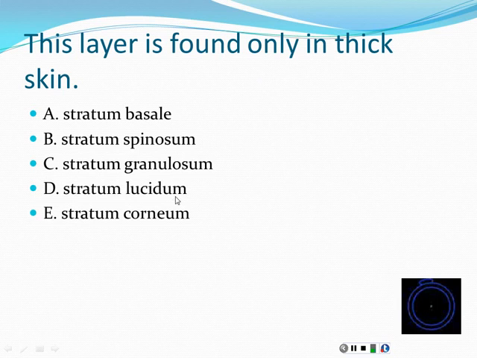Now, you'd think that this stratum lucidum would be what would make thick skin thick, but it's not. The difference between thick and thin skin is really the size or the depth of that stratum corneum on the top. Thick skin has a lot more stratum corneum than thin skin does. However, there's also this extra layer, the stratum lucidum, that falls underneath that stratum corneum.